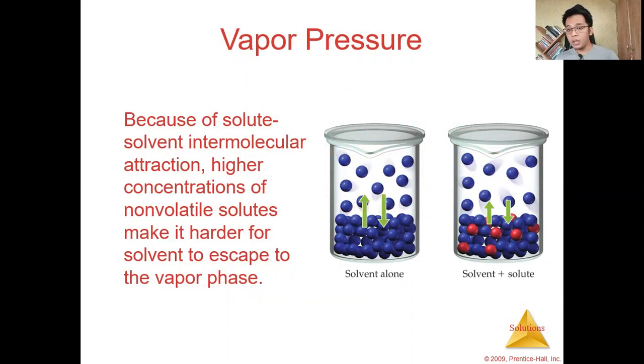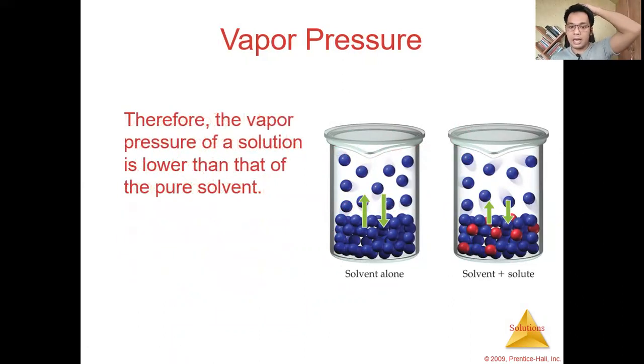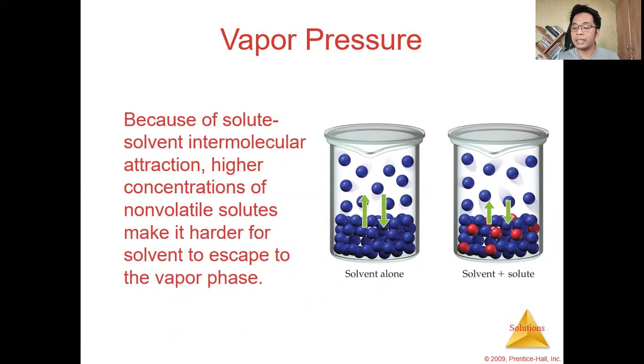Okay, vapor pressure is defined as the pressure exerted by the vapor. But of course, the solvent alone has a higher vapor pressure. When you add solute particles, as you can see here, based on this equation, the vapor pressure of the solution is lower than the pure solvent because the solute is now interacting with the solvent, and the intermolecular forces are also considered. And as you can see here, the higher concentrations of non-volatile solutes make it harder for the solvent to escape to the vapor phase.